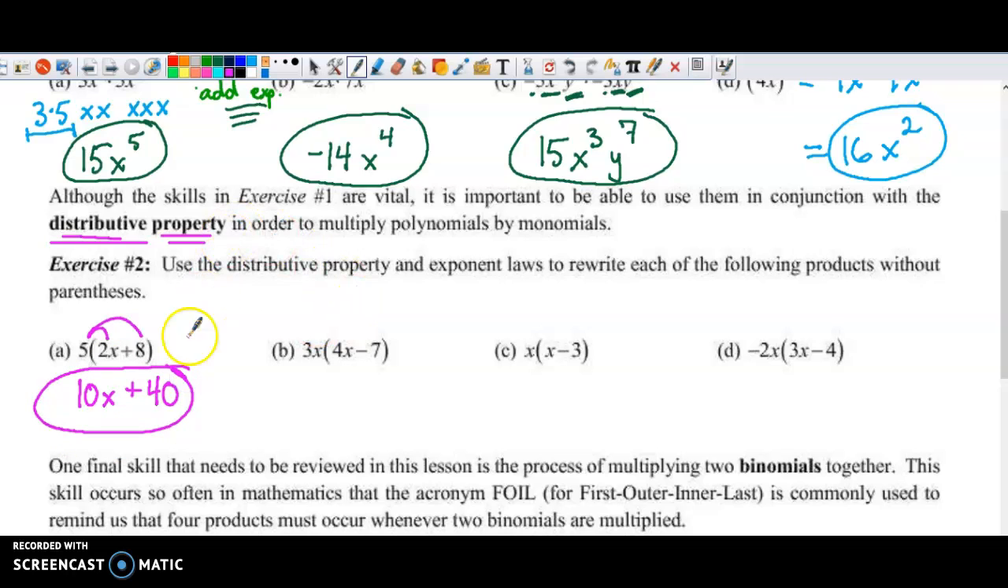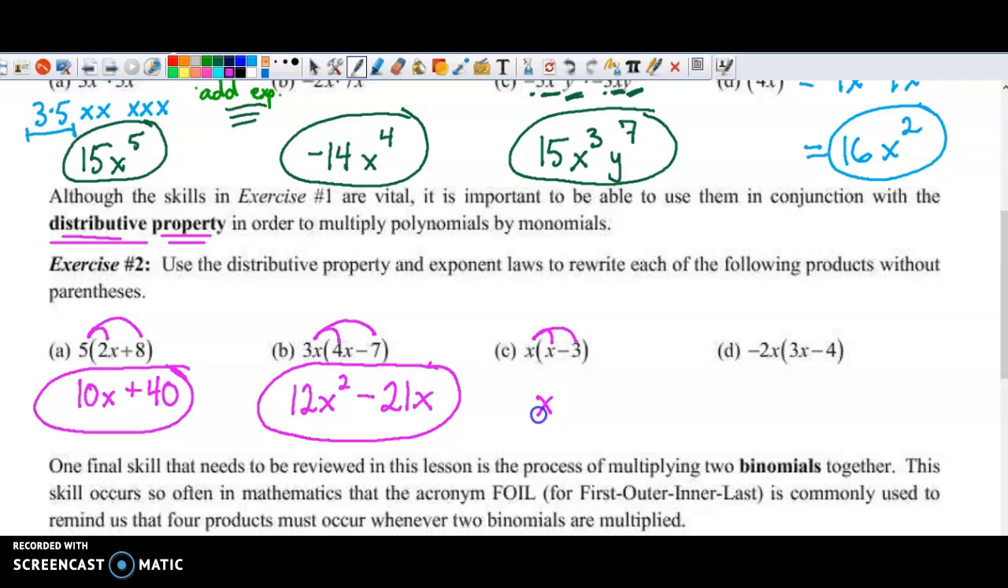So where is this getting any more difficult, and it might not even be getting difficult for you, is we have 3x times 4x. We're doing the same rules as up here: 3 times 4 is 12, and x times x is x squared. In the same manner, you do 3 times 7 is 21, but don't forget about that x. So this is your perfect answer. Next one's more of the same thing, distributing in there. x times x is x squared. x times 3 is just 3x.